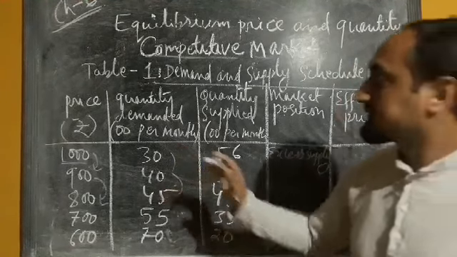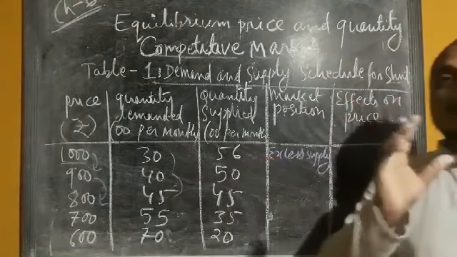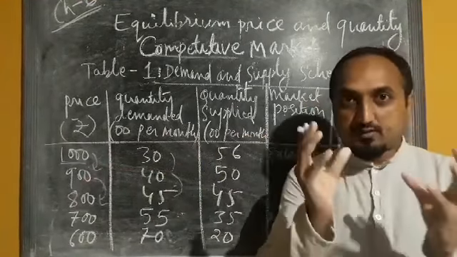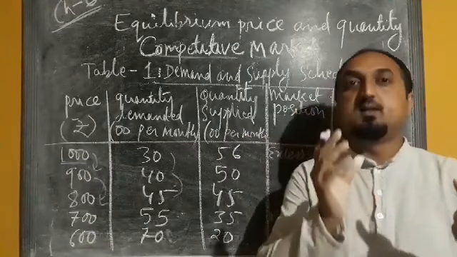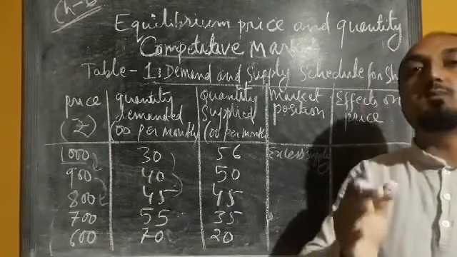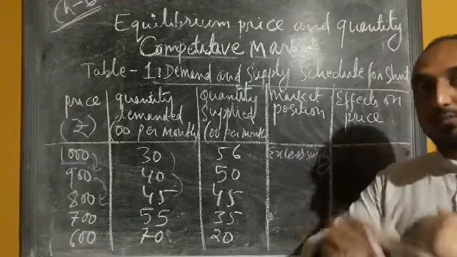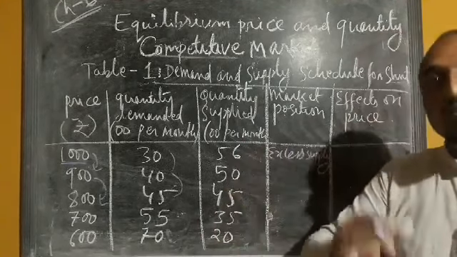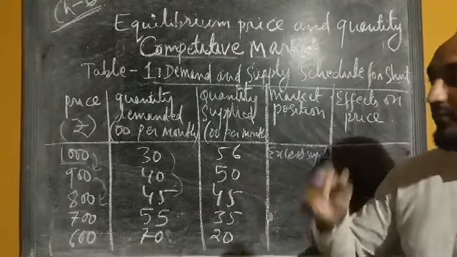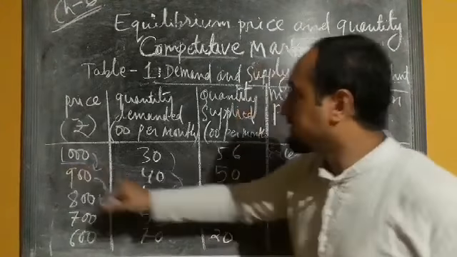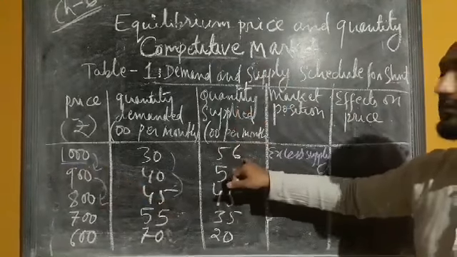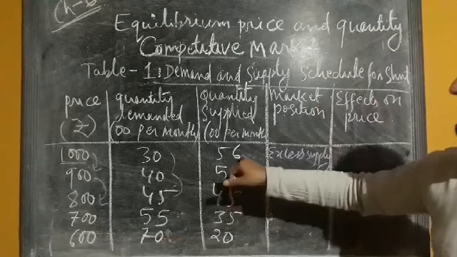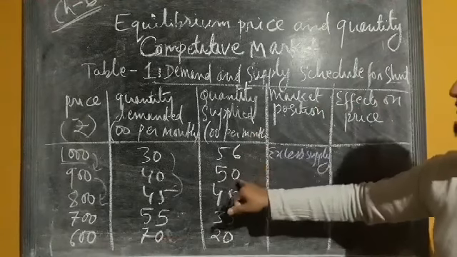Similarly, when the price decreases from 900 to 800, quantity demanded increases from 40 to 45. In the same way, the relationship between price and quantity supplied is positive, or direct. When price increases, quantity supplied increases. When price decreases, quantity supplied decreases. See, when the price is 1000, quantity supplied is 56,000. When the price decreases from 1000 to 900, quantity supplied decreases from 56 to 50.